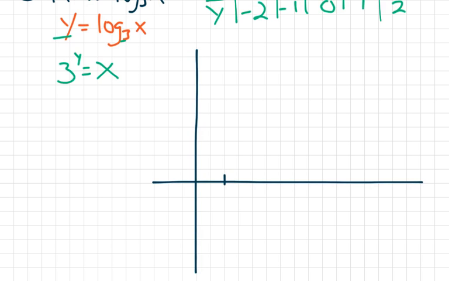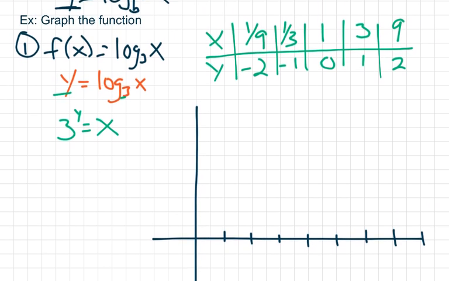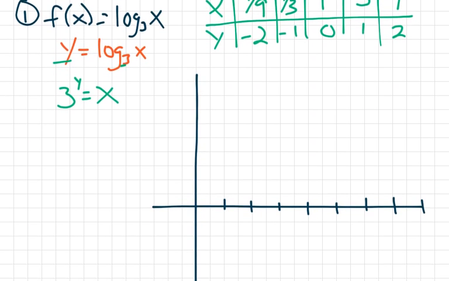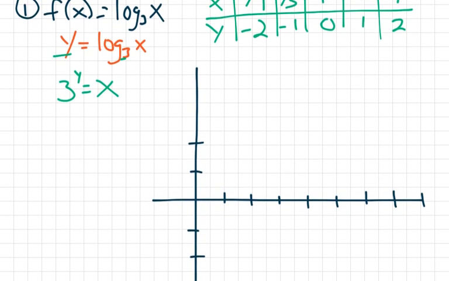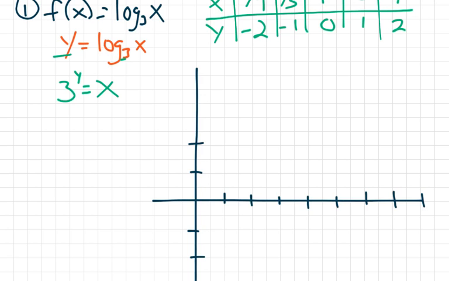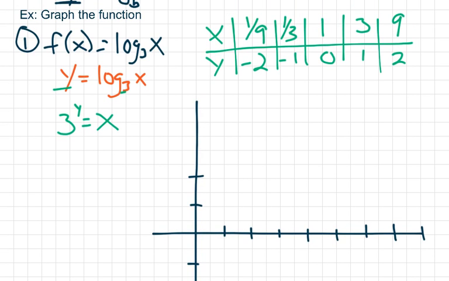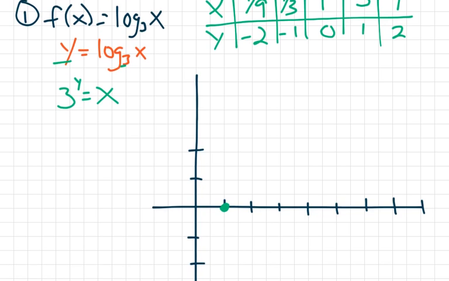So 1, 2, 3, 4, 5, 6, 7, 8. I don't think I'm going to quite get to 9, be right on the edge, but that's okay. And then my y value is 1, 2, 1, 2. When we graph, we still graph in the ordered pair form, x comma y. So this point right here, 1, 0, when we graph, 1, 0 is right here. We're not on the y-axis, we're actually on the x-axis this time.